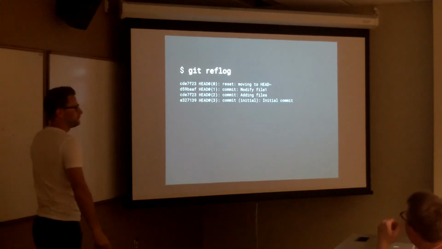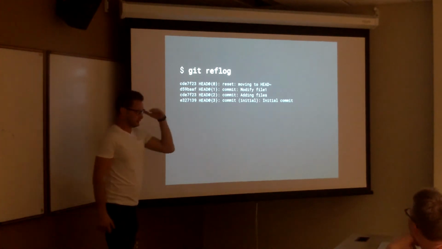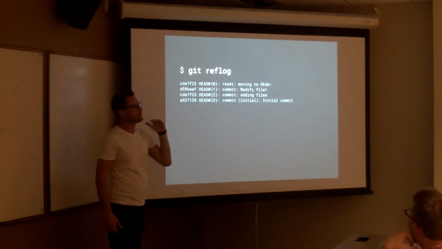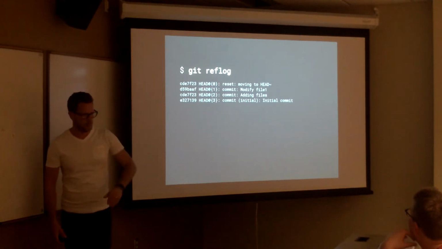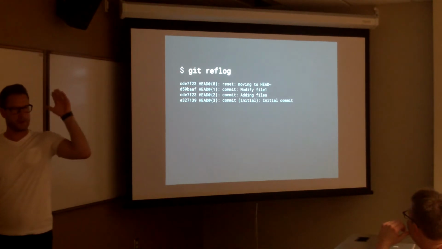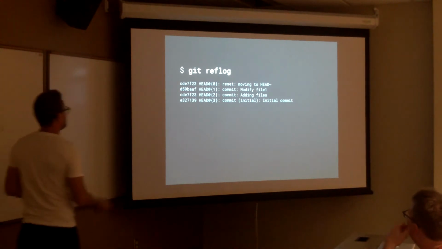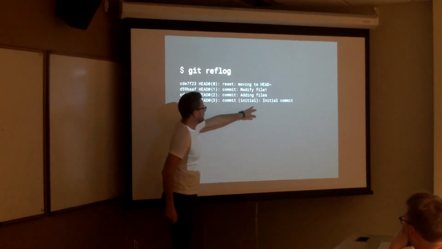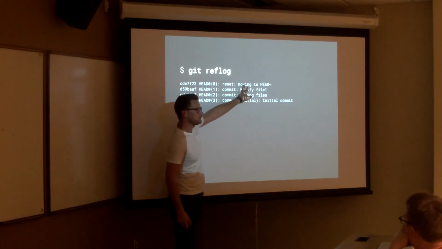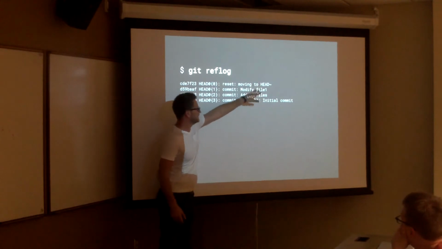Git reflog. A reflog is a literal log of every change that you make to head, ever, in your repository, at least for a non-insignificant period of time. We're talking months, right? So you can see we made our initial commit, we added files, we modified it, and then we reset to head tilde 1, same thing.